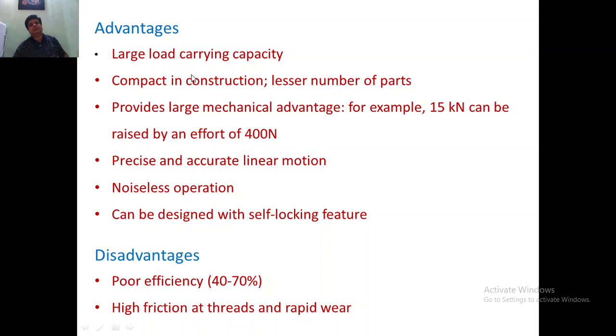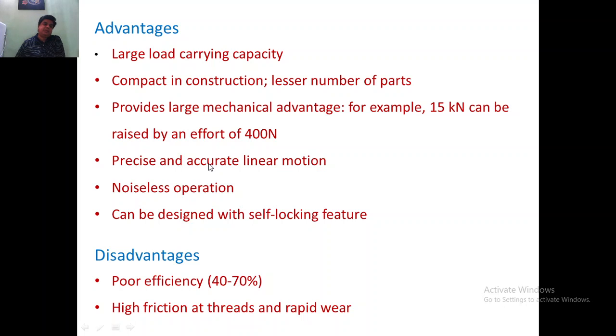So the advantages of these screw jacks, or power screws, are that they can carry a large amount of loads, and the design or the frame is compact in construction because only a few elements are used, for example screw, nuts, and frame. And it provides large mechanical advantage. That means a small load applied, for example 400 Newton, can lift 15 kilonewton.